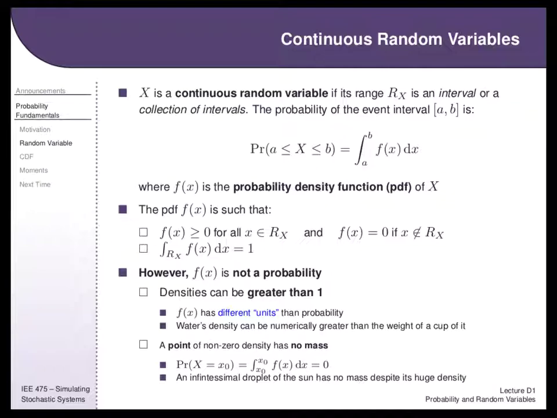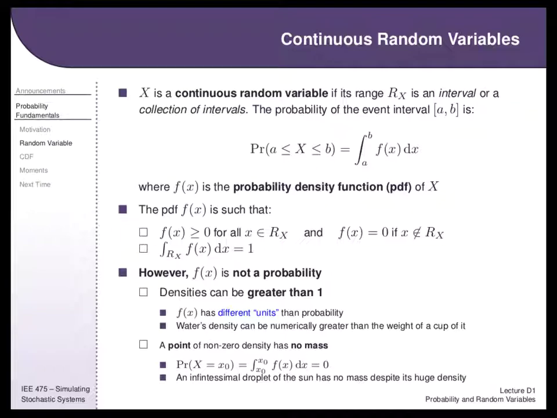But the basic idea here is that these density functions, like probabilities, have to be greater than or equal to 0. Similar to probabilities, the integral under them has to add up to 1. But the big difference is that they do not have to abide by the rules of probability otherwise. A density can be greater than 1 because it's a density.